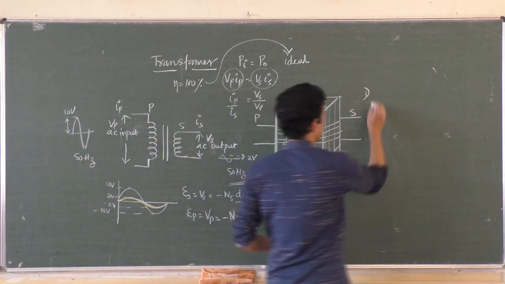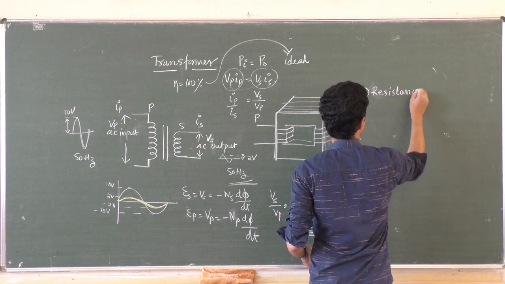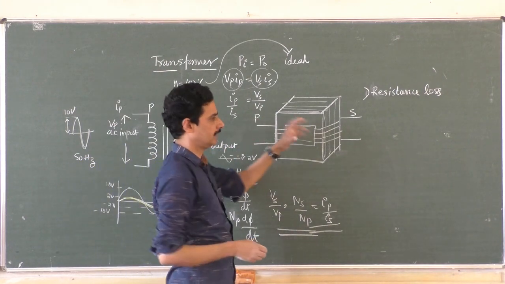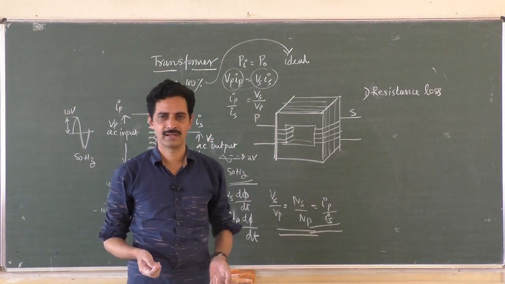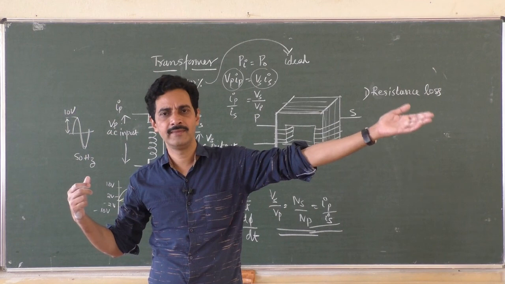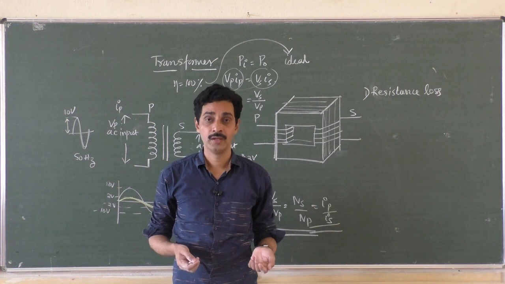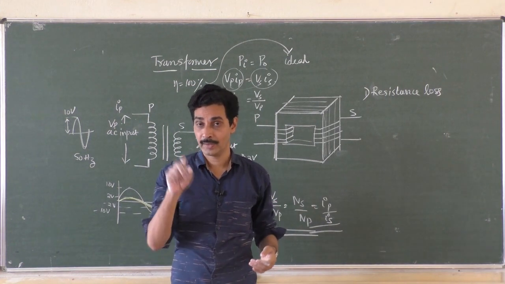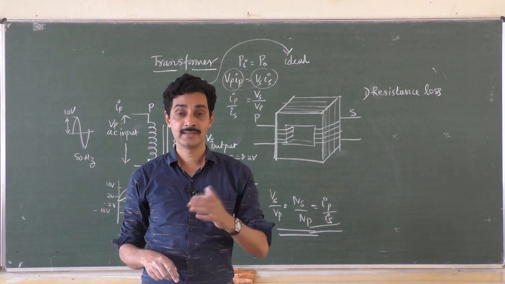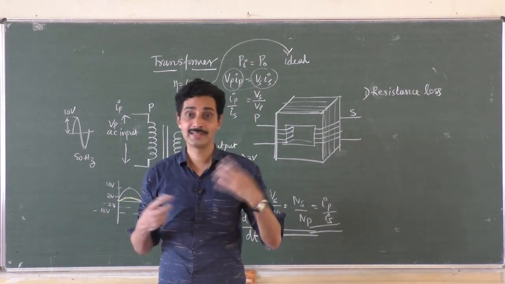One, resistance loss. What do you mean by resistance loss? In order to have a better flux linked, we have more and more number of turns in a transformer. When you have more number of turns, obviously the wire will be of high length. When the length of a wire is more, resistance will be more. And when the resistance is more, you know that power is equal to I squared R loss. So in a resistor, there is a loss of power, and resistor always consumes energy in the form of heat. So there is a loss of energy in the form of heat due to resistance of the wires.